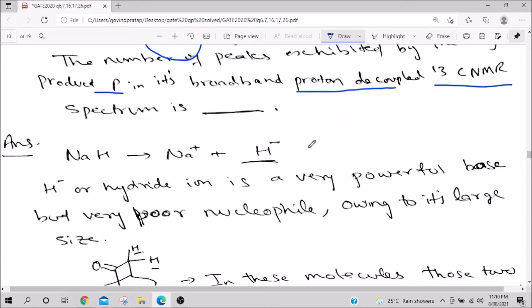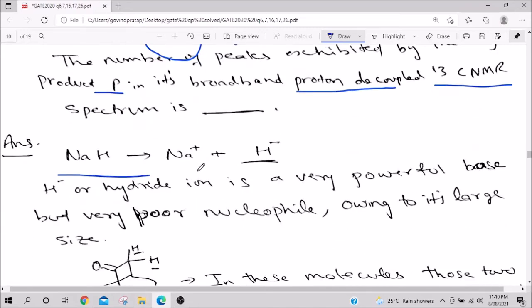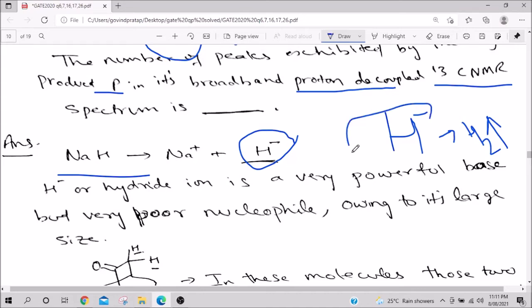So let us go step by step. Now, sodium hydride. Sodium hydride is a fantastic base, a very powerful base. So sodium hydride breaks and gives you H minus. H minus is hydride, very unstable. So as soon as it sees any proton, it will pick it up and become H2, and therefore it is a wonderful base. But it is a most hopeless, most horrible nucleophile. It cannot go and attack carbon.